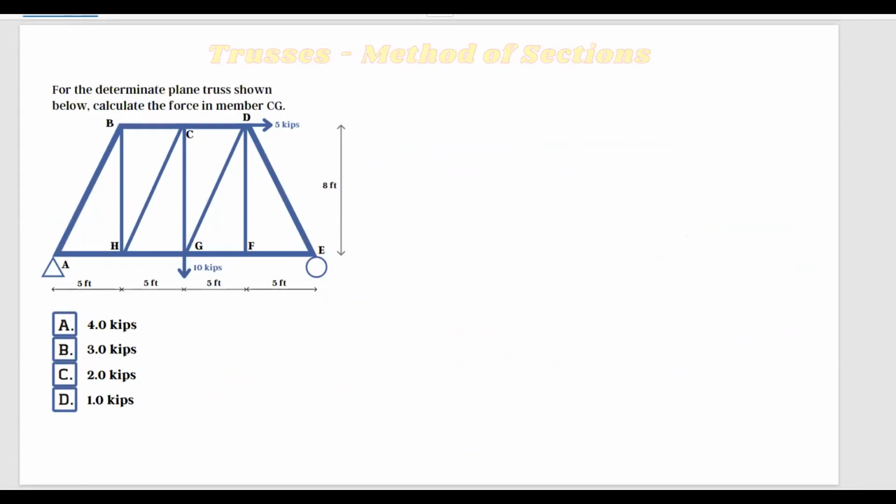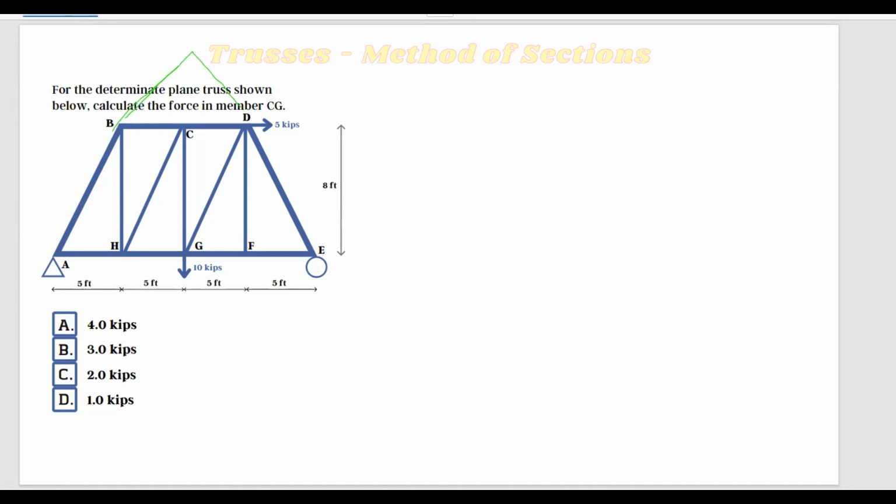And the final problem for today, we have the same truss, but we have to calculate the force in member CG, which is this vertical member over here, and we have to use method of sections. Remember, when we use method of sections, we cannot have a cut in more than 3 members. And I had an example previously where the truss was looking somewhere like this.